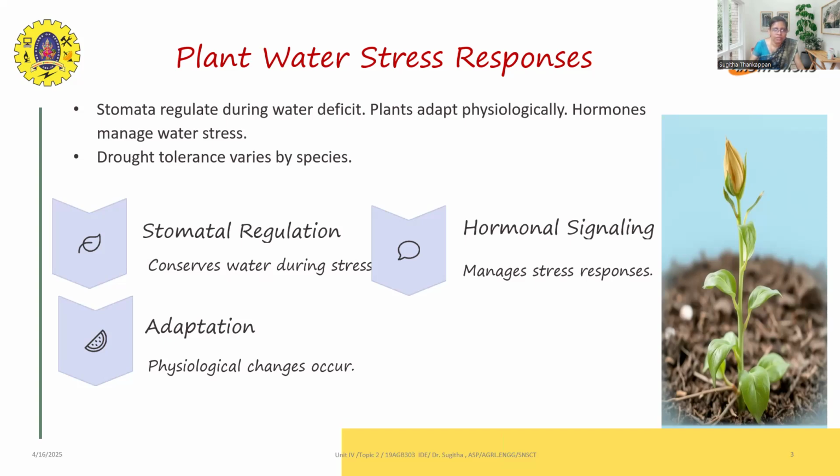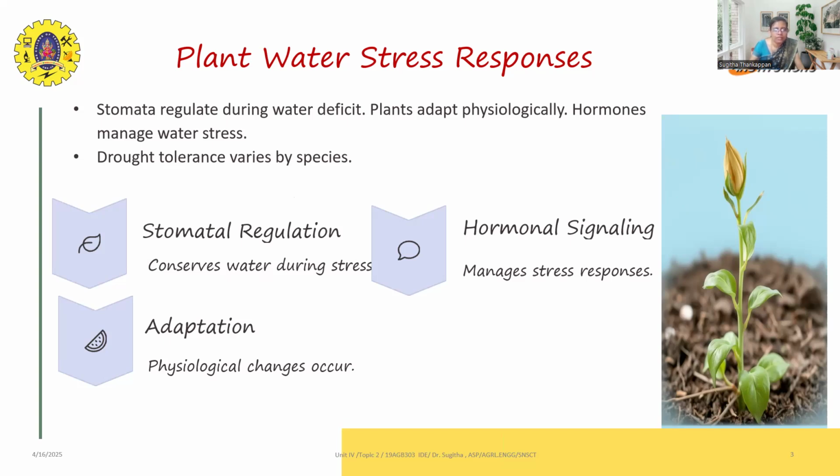One is stomatal regulation. Stomata are minute pores present on the leaf surface, which we have studied in our lower classes. Stomata are responsible for the opening which controls the transpiration process happening in the plant system. So by regulating the stomatal opening, the plant is able to conserve water during stress, that is, by slowing down the transpiration process.